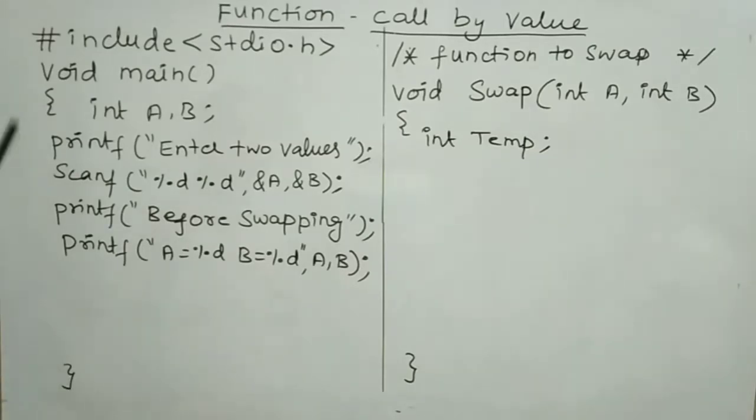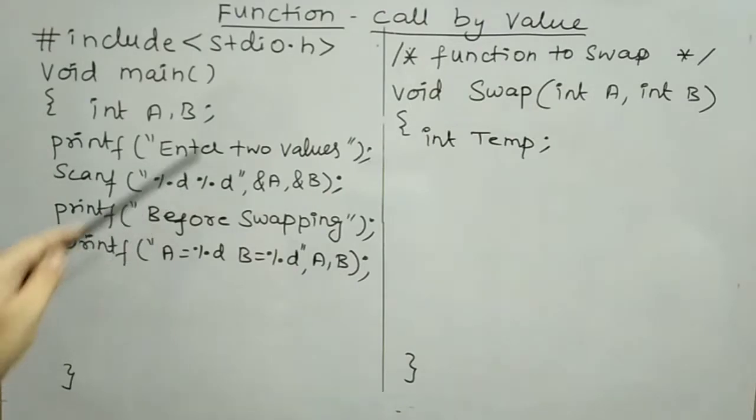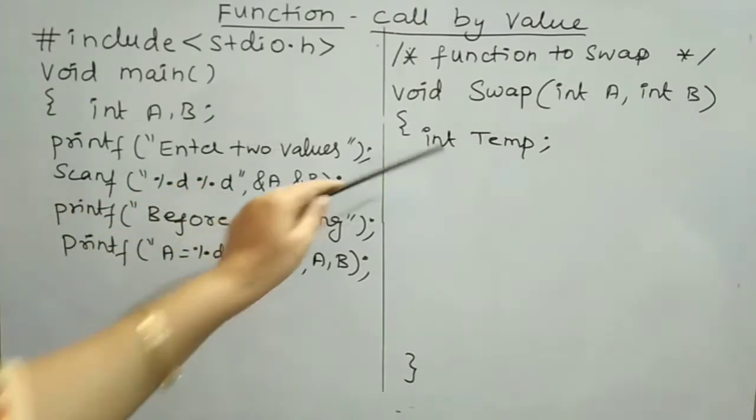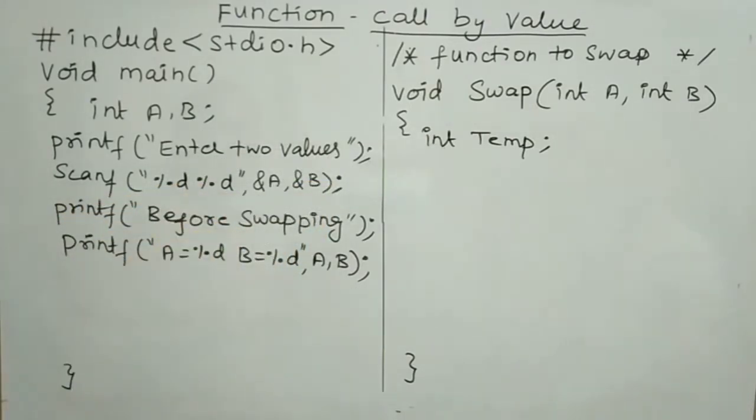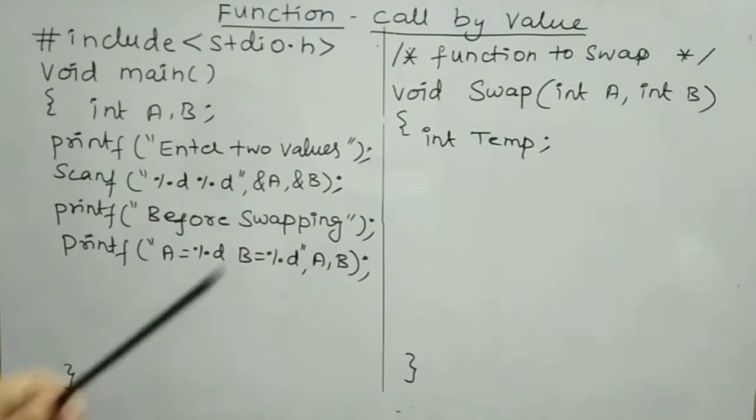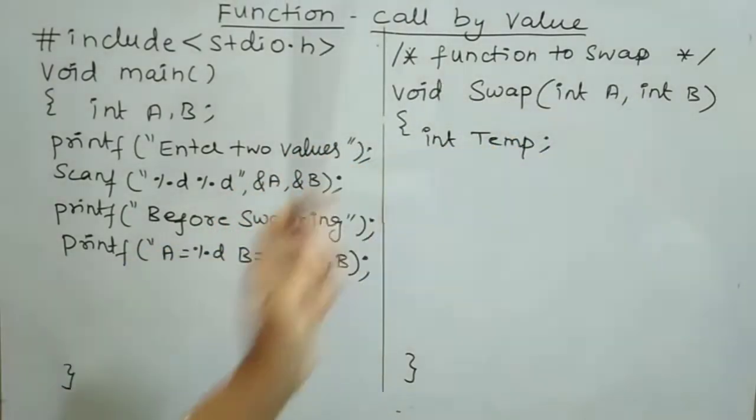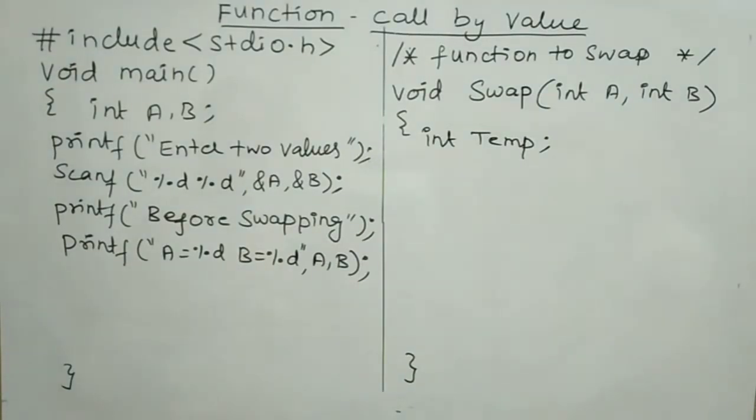In this video, I am going to explain about function call by value. If you are going to call the function, then to the function you are going to pass some values. In the program written, I have written two functions. One is main, other one is swap. Swap function is going to interchange or exchange the values of the variables given, that is a and b.